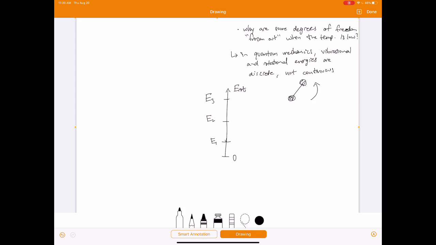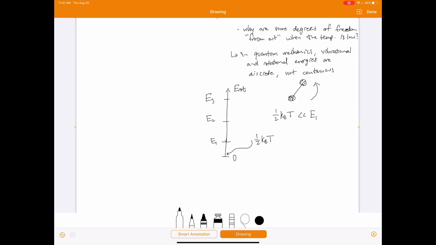But remember that the equipartition theorem says that each degree of freedom gets 1/2 kT worth of energy. But what happens then if the lowest possible energy for the rotation is much, much bigger than 1/2 kT? In other words, like what if 1/2 kT is down there somewhere?